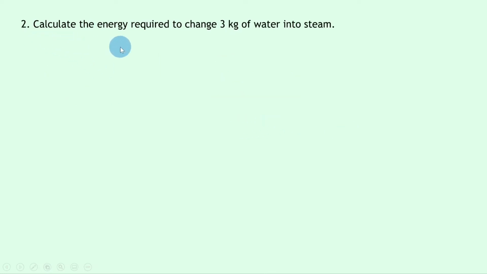Question 2 says to calculate the energy required to change 3 kilograms of water into steam. Well, writing down what we know from the question, we're trying to find the heat energy EH. We know the mass M is 3 kilograms, but now we need to realise we've got water evaporating into steam, which is the same as vaporization. So writing down our value from the datasheet for the latent heat of vaporization for water, we have LV is equal to 22.6 times 10 to the 5 joules per kilogram. And again, that's on the datasheet.